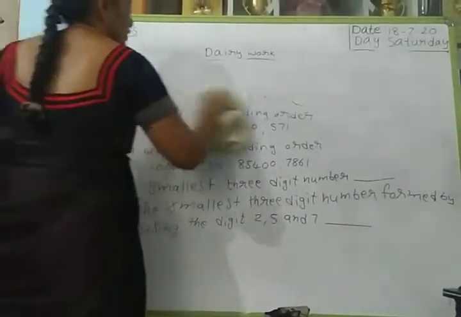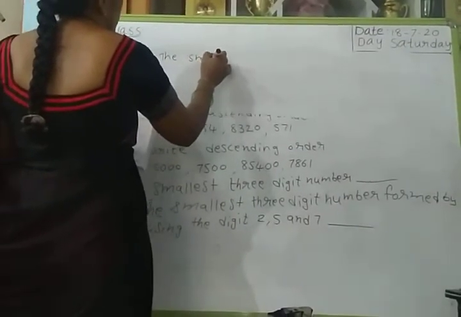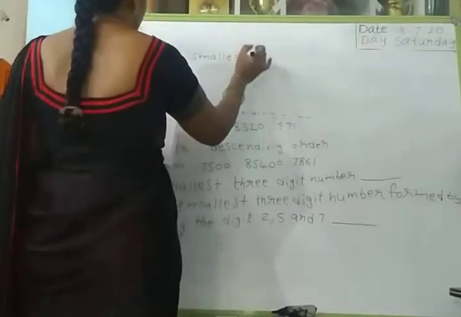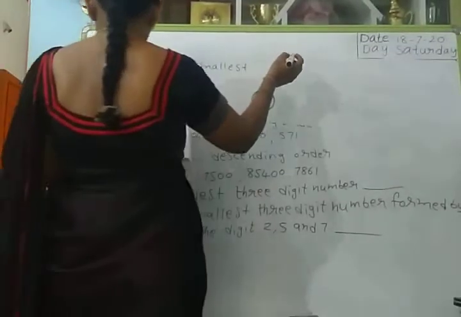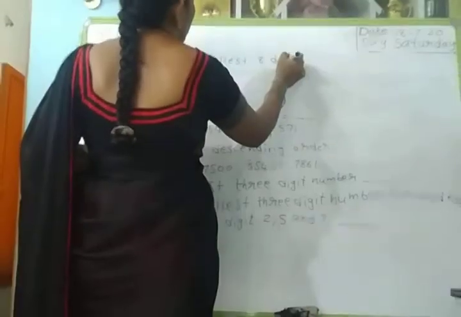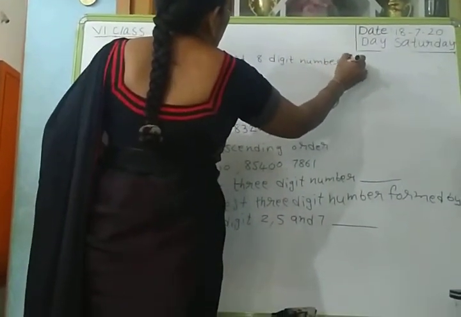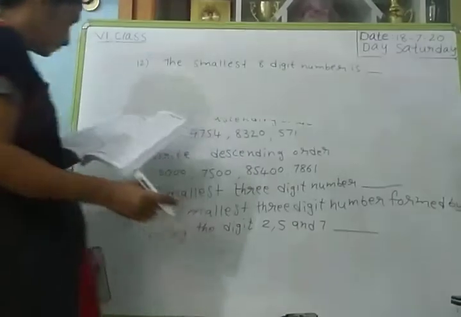Next, last question. The smallest 8-digit number is dash.